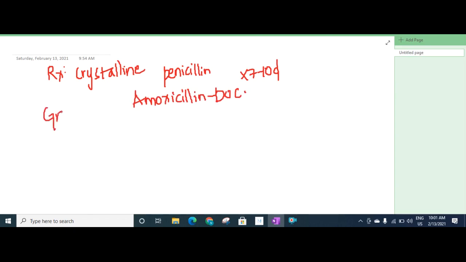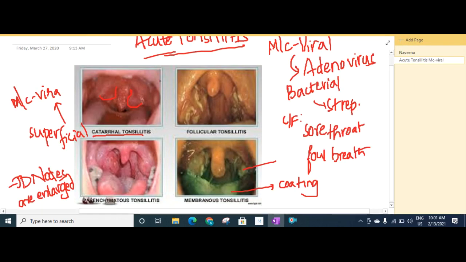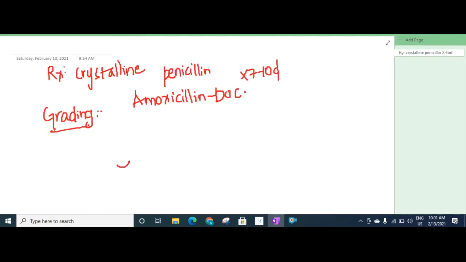Then we have grading of tonsillar hypertrophy. Grading is based on the percentage of projection of the tonsil medially from the anterior tonsillar pillar. Here this is the uvula, and these are the tonsils. You will have the anterior tonsillar pillar here. The projection from this pillar, that is the enlargement of the tonsil, is called tonsillar hypertrophy.